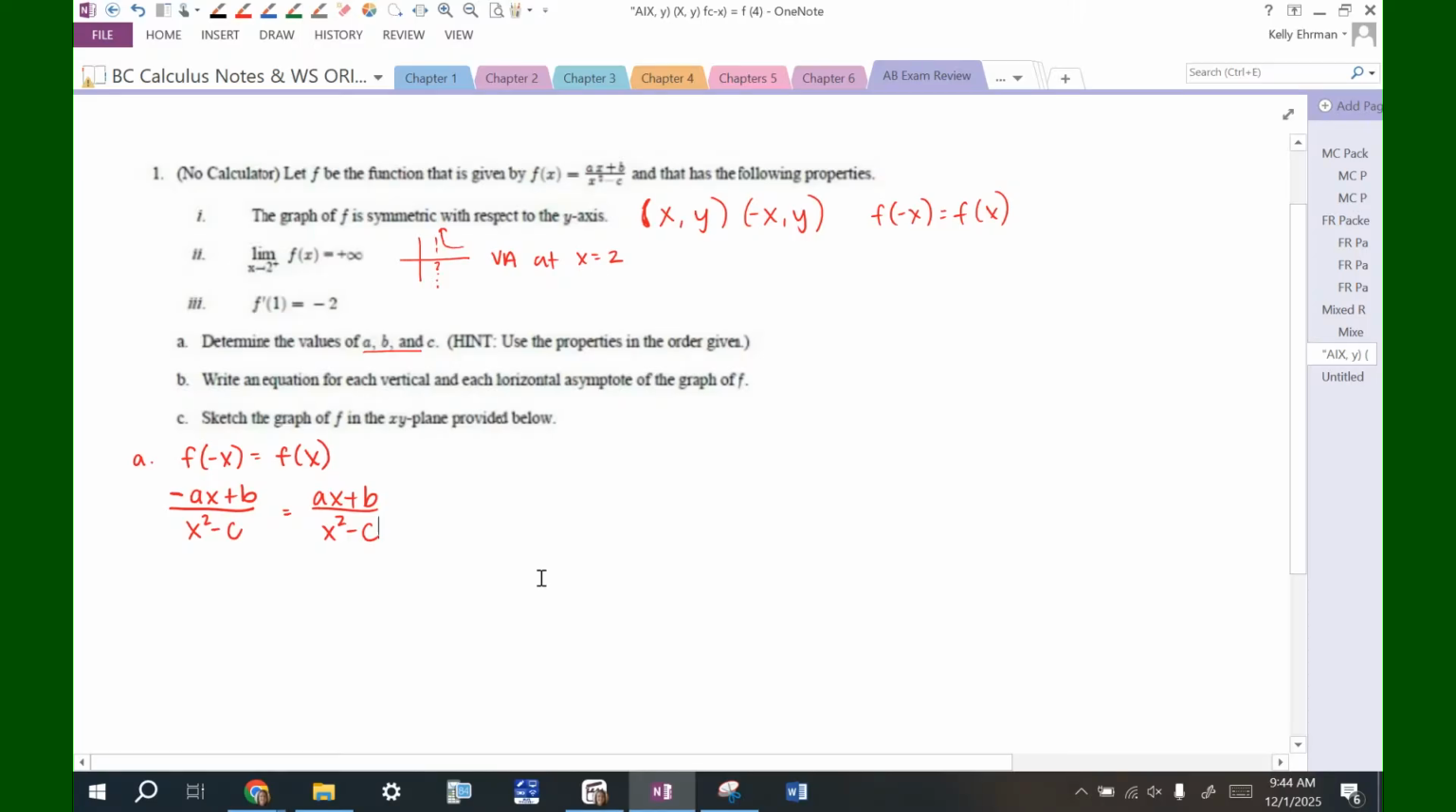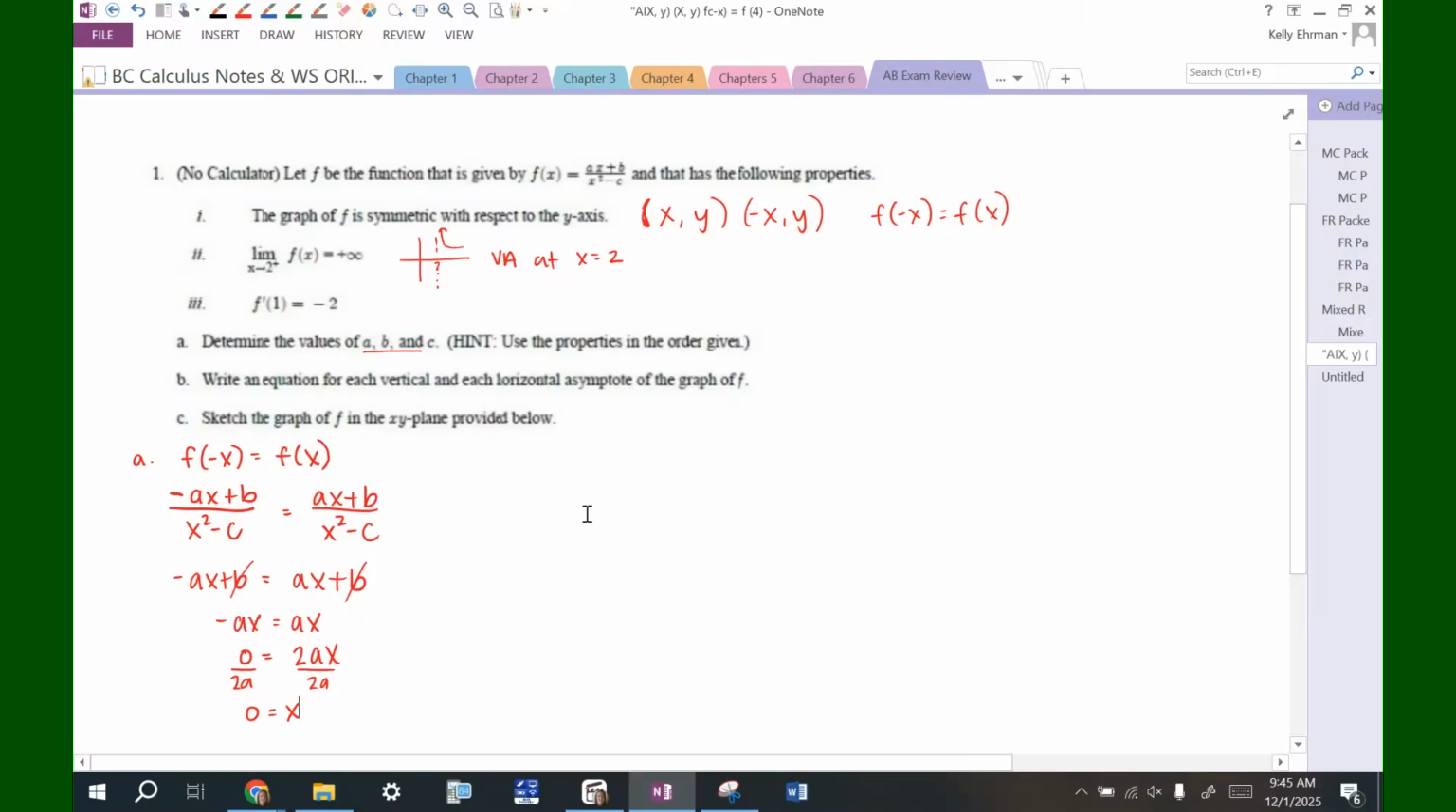Now, if I multiply the x squared minus c's away, I get negative ax plus b equals ax plus b. If I subtract b, those cancel. So negative ax equals ax. I can subtract or add, I guess it doesn't matter. Let's add ax to this side. So ax plus ax is 2ax. Solve for x by dividing by 2a. So this tells me x equals 0.